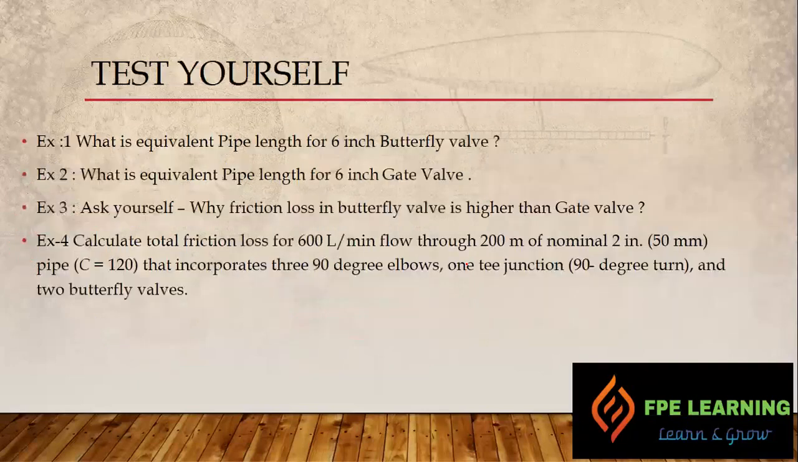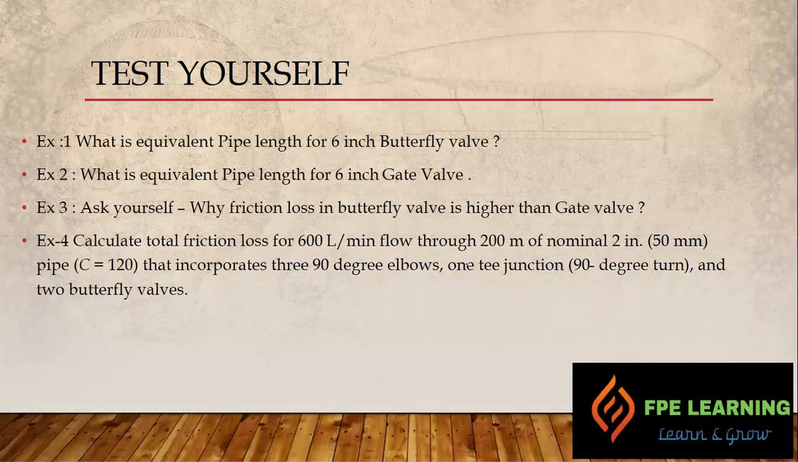Now, to make this discussion of friction loss in fire protection service easier for you to understand, I have given some exercises. You have to test yourself. The first one: what is the equivalent pipe length for a 6-inch butterfly valve? The second: equivalent pipe length for a 6-inch gate valve. And the third one, ask yourself, why is friction loss in a butterfly valve higher than in a gate valve?